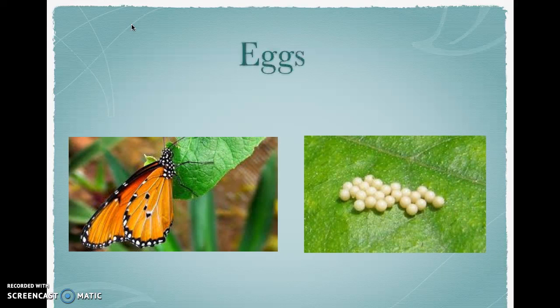Okay, so the first stage of a butterfly life cycle is the egg. Now here in this picture you can see there's a butterfly and she's on a leaf. Usually the butterflies decide to lay their eggs on a leaf. They look for a leaf that they know the butterfly eggs will hatch into caterpillars, and those caterpillars will eat that specific leaf. They are very strategic in the way they place their eggs on a leaf because they want to place it on a leaf that they know the caterpillar will eat when they have hatched from the egg.